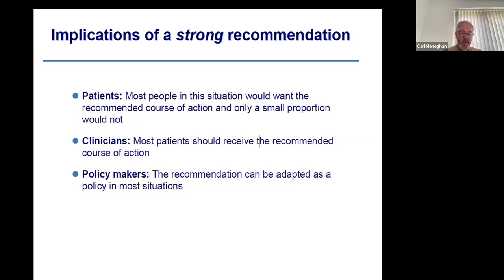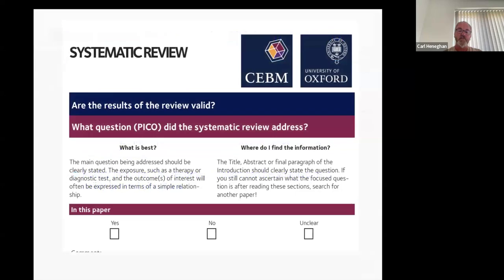So basically, if you've got high quality evidence and you've considered the other factors, you're looking at this in terms of, should this be a strong recommendation? That's important, following through from policy to clinicians to be able to assign a course of action.